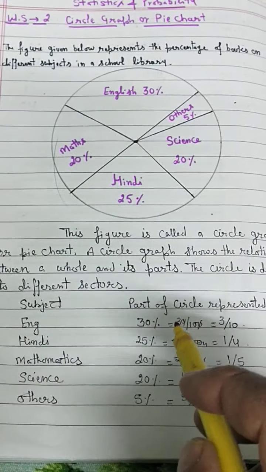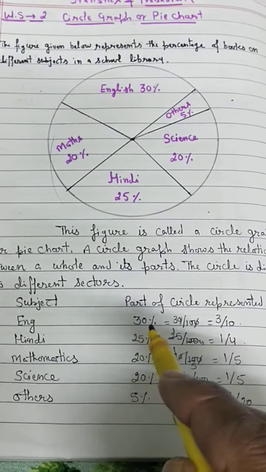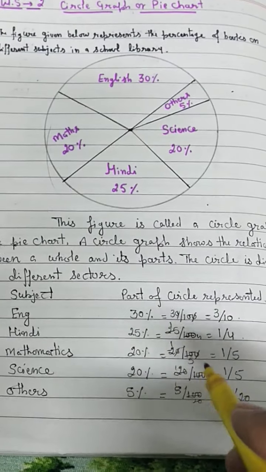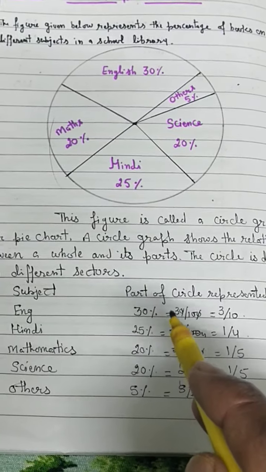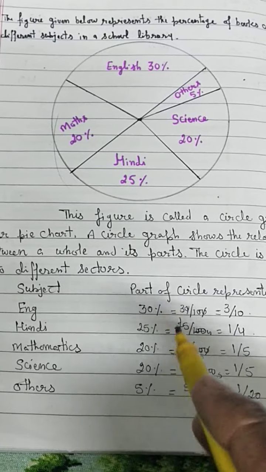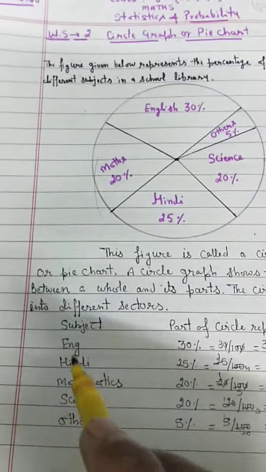First write the subject and then the part of the circle represented. Either it is given in percentage or degree. If it is given in degrees, divide it by 360. If it is given in hours, one day has 24 hours, so divide each part by 24 hours. In this way you can solve this worksheet.